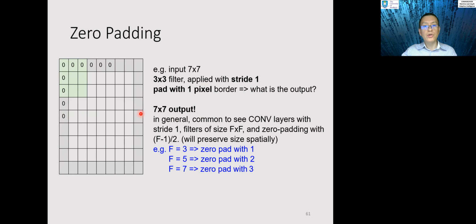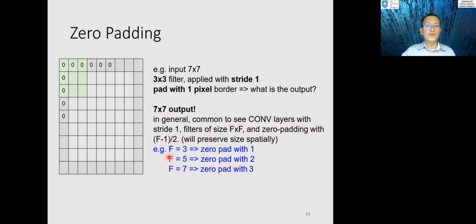So this is very common. In general, if we see a convolution layer with stride 1 and a filter of f times f, then we will do a zero padding of (f minus 1) divided by 2. And this will help us to preserve the size spatially. That is, your output will have the same size as your input.